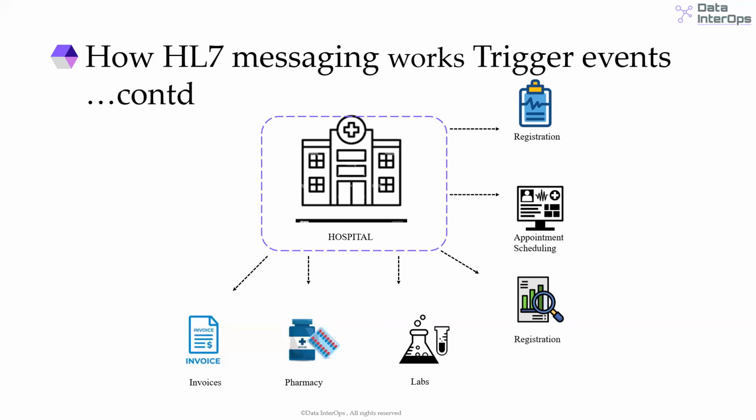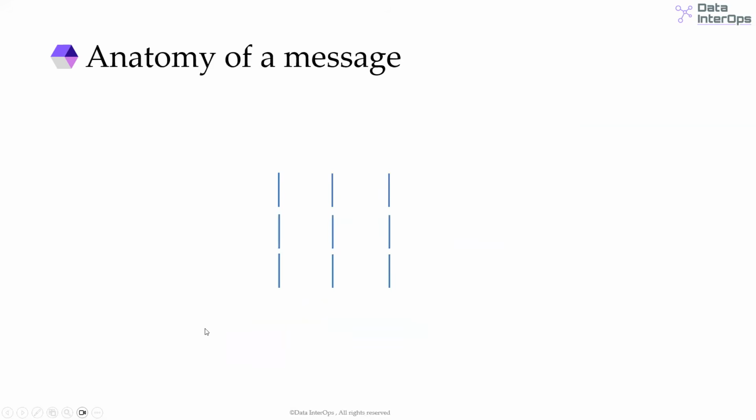Okay. So when we look at the entire hospital workflow, there are a series of things that would happen within the hospital. You will have registrations, you'll have appointments, and you will have labs, you will have pharmacies, and you will have invoices that will be generated. Now, let's take a look at the anatomy of the HL7 message. So, let's look at the actual HL7 message structure.